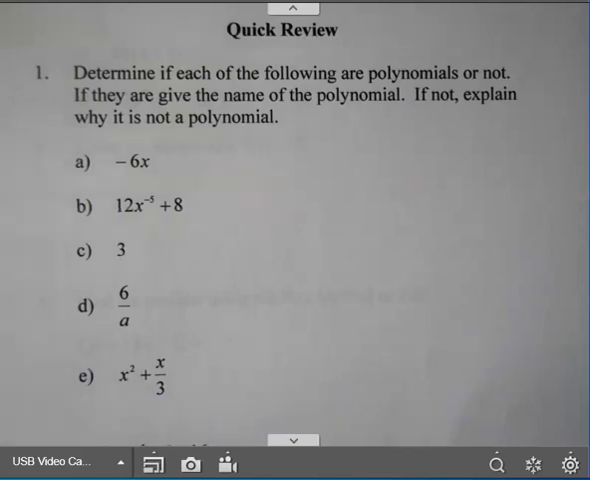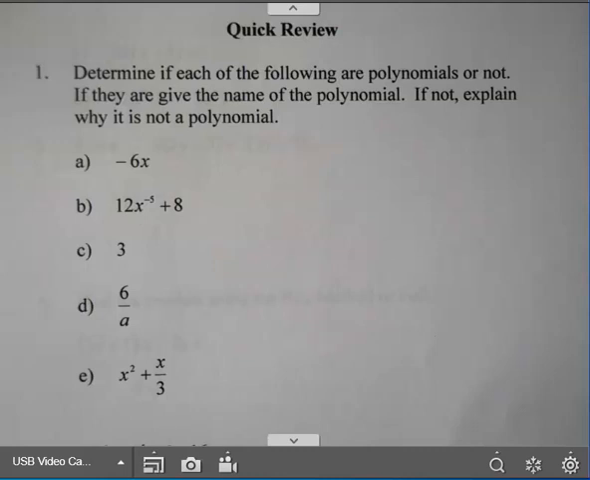We're going to do a quick review before your quiz. For this first example, I want to determine if each of the following are polynomials or not. If they are, I'm going to have you give the name of the polynomial. If not, explain why it is not a polynomial.